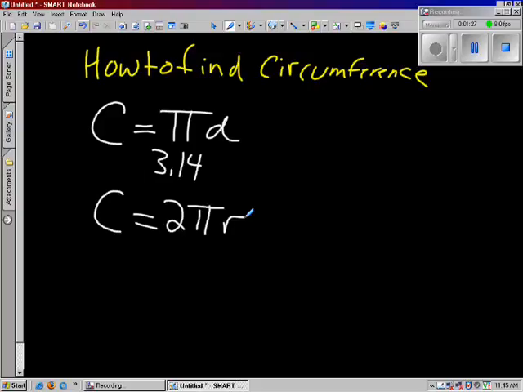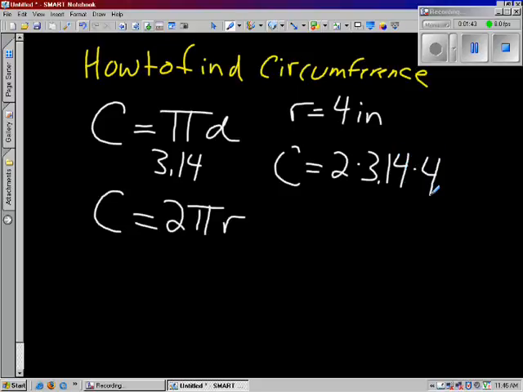So for instance, let's say I have a radius of 4 inches. What's the circumference of this circle? All I do is plug it in. Circumference is going to be 2 times 3.14 times 4 in this case. You can try that on your calculator. That's something I don't expect you to do by hand. And you should get 25.12 inches. So if this was a circle in real life, and I held this in my hand, all the way around would be 25.12 inches.